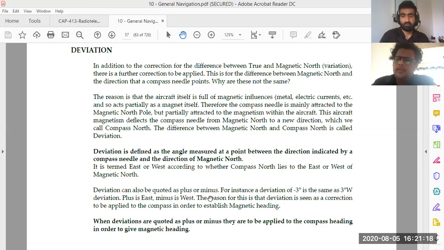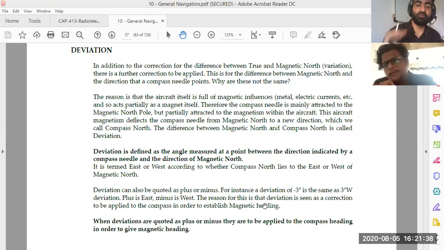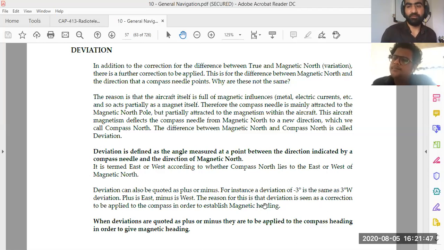The reason for this is that deviation is seen as a correction to be applied to the compass in order to establish magnetic heading. So it is the correction to the compass because the compass heading or reading is affected by the aircraft's own magnetism. Now, these are trivia questions. This information is what builds up your basics strongly. People happen to forget or not place importance on these points and then they end up making mistakes. So we are not going to do that.